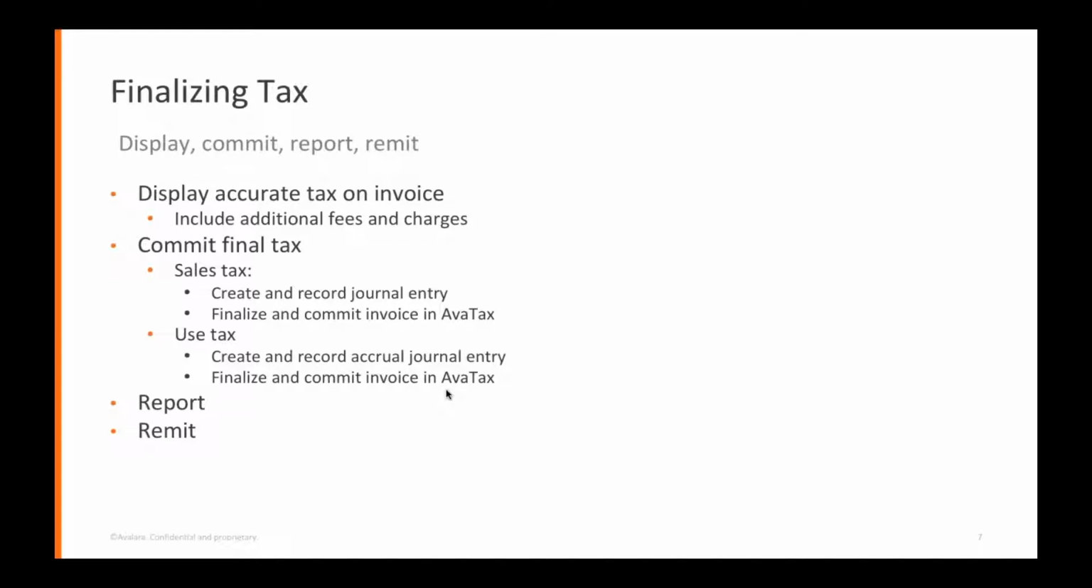Next, we're going to work on finalizing tax. So much like the same process that you went through at estimate, at quote, at order, the same types of data will be necessary to finalize the tax on your invoice. Here, the key components are being able to display the final tax on that invoice, so it's very clear as to what the end customer is paying.